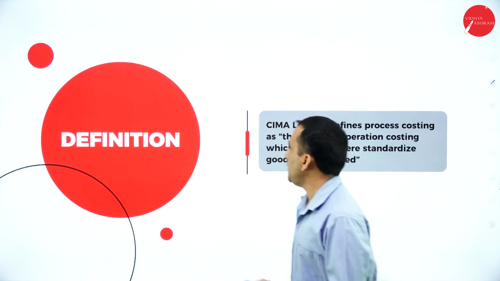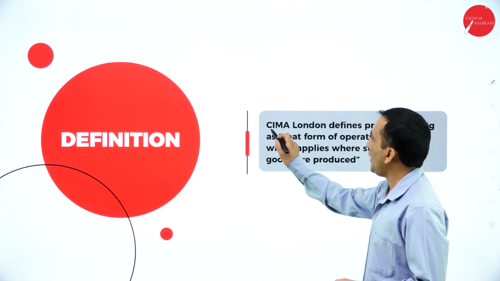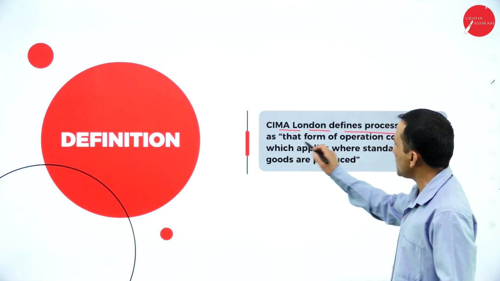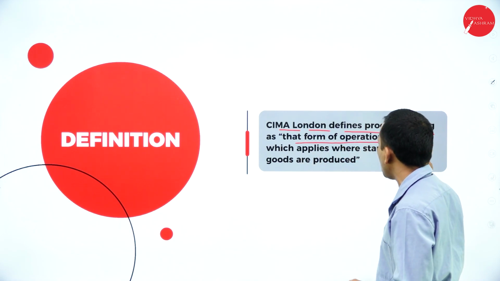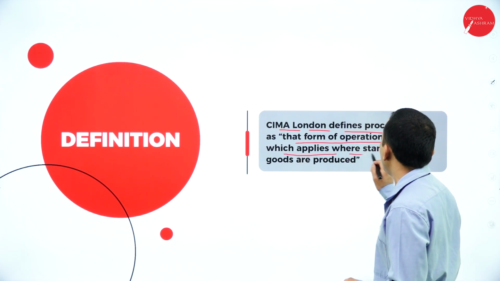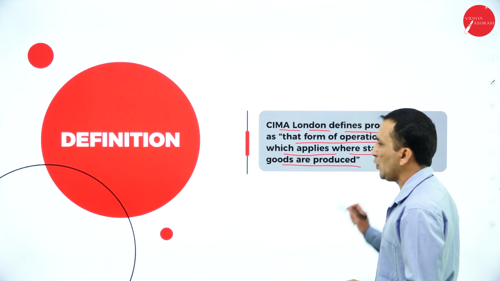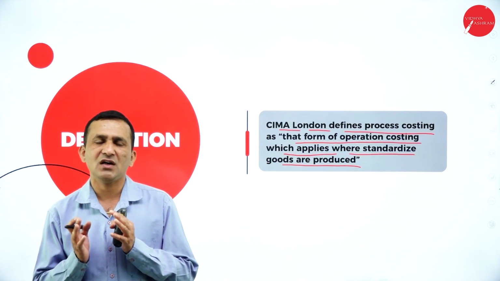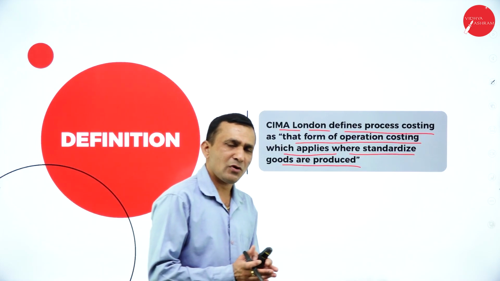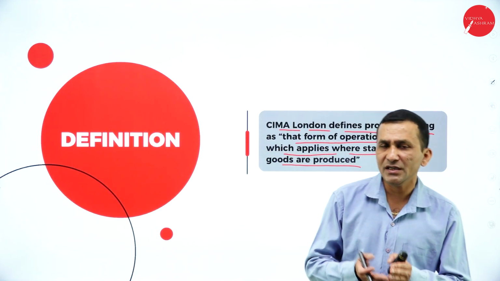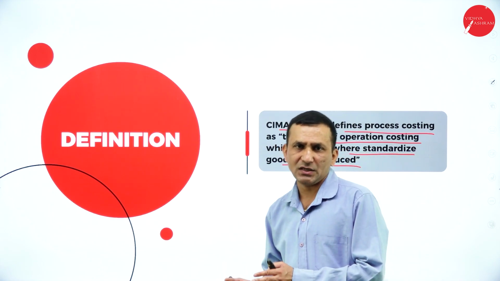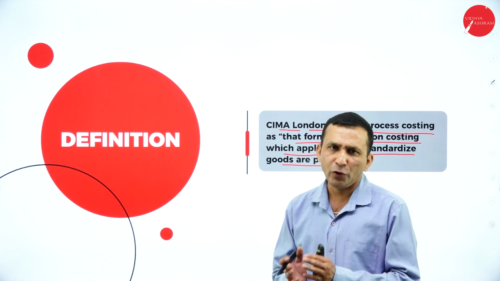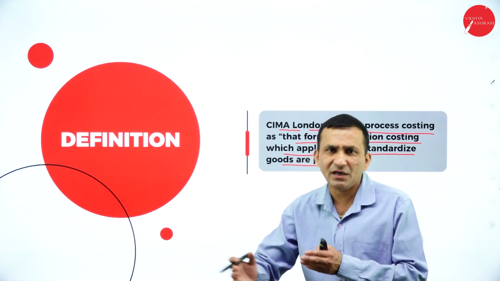Here the definition, according to the Chartered Institute of Management Accountants, London, defines process costing as that form of operation costing which applies where standardized goods are produced. Here we have the main focus on standardized product, not customized product. For customized product, the best costing is job costing or contract costing. So in this case, it is the standardized product, when you are producing in a continuous or repeated nature.